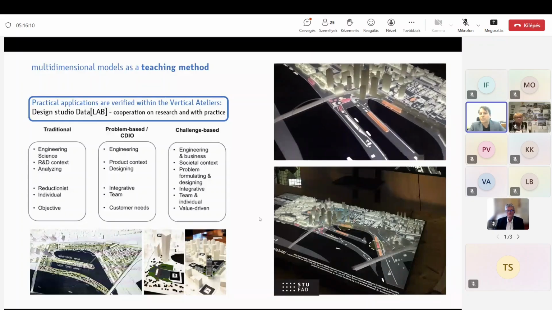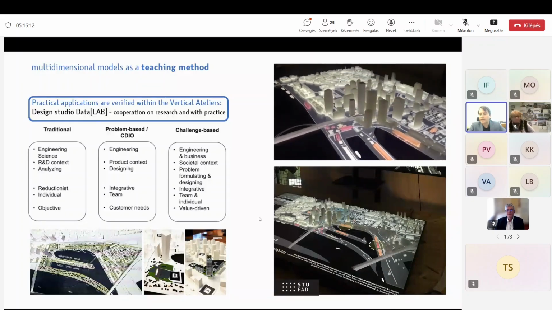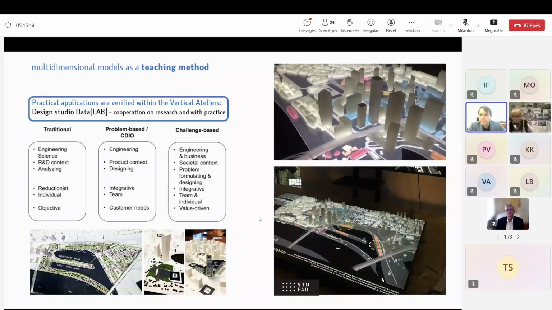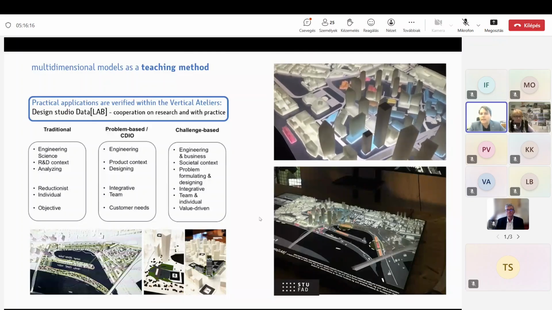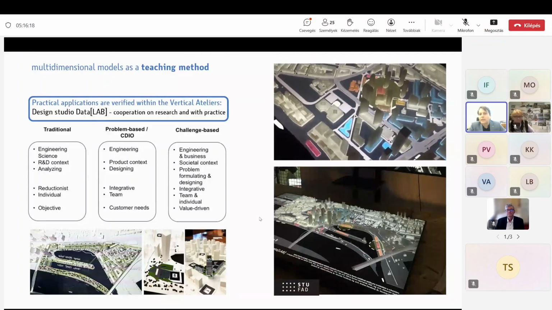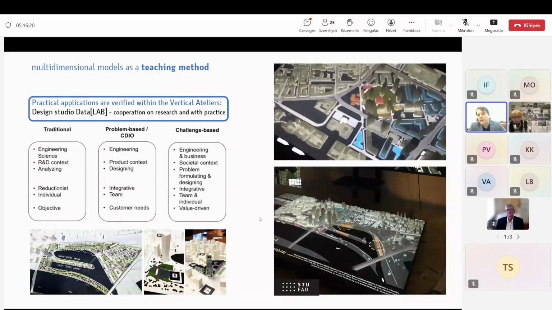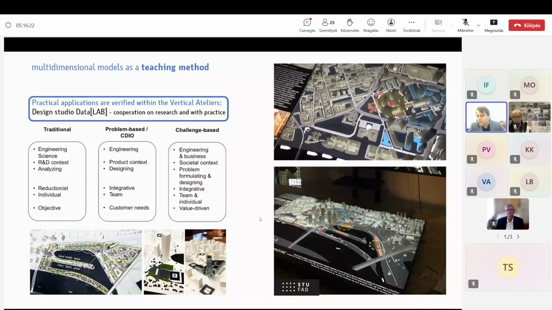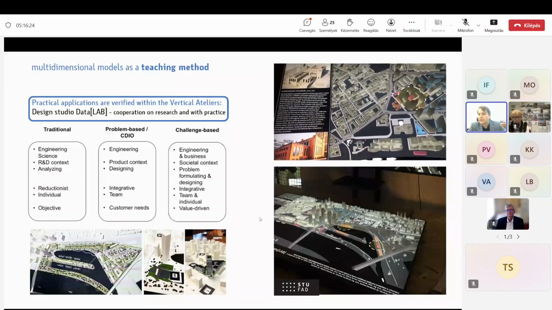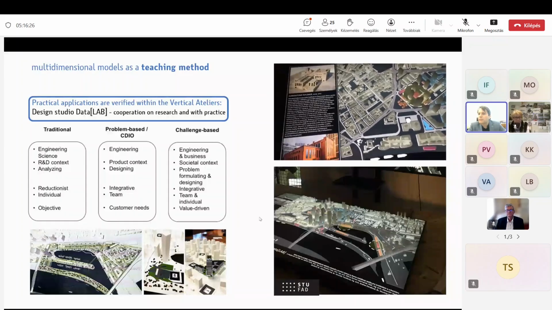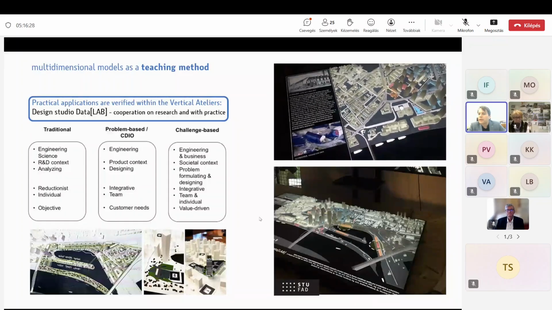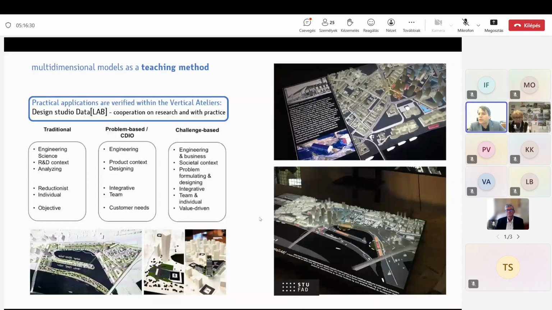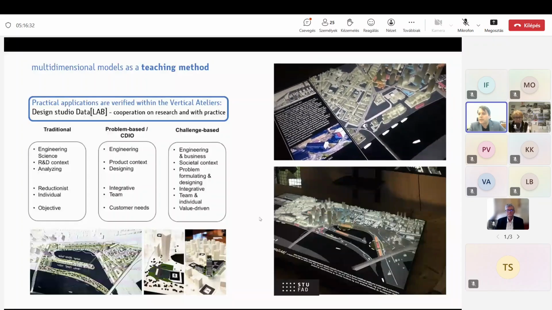The pink color you see marks buildings already listed as a national monument. The orange ones have values but are not listed yet, and by blue color you can see current development, which is already going through the building process.